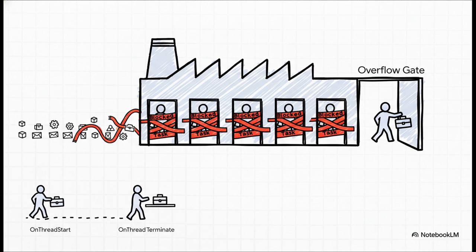On top of that, new events like OnThreadStart and OnThreadTerminate give developers fine-grained control to set up things like database connections when a thread starts and tear them down cleanly when it's done. It's all about more power and more control.